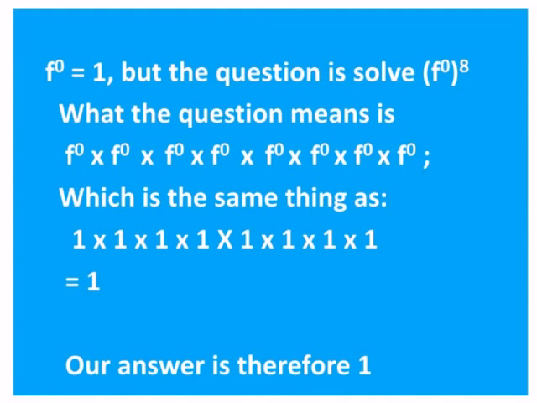What the question means is we are going to multiply f raised to the power 0 eight times, which is f raised to the power 0 times f raised to the power 0, and so on, eight times. This is the same thing as 1 times 1 times 1 times 1 times 1 times 1 times 1 and times 1. This will give us 1. Therefore, our answer is 1.